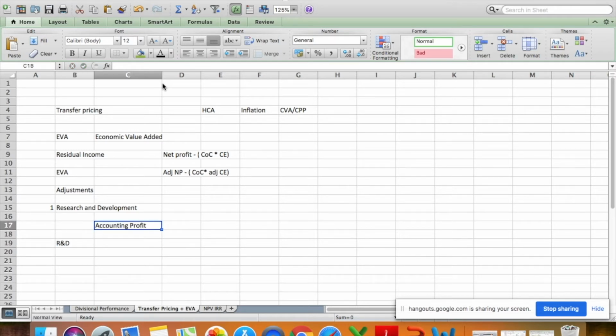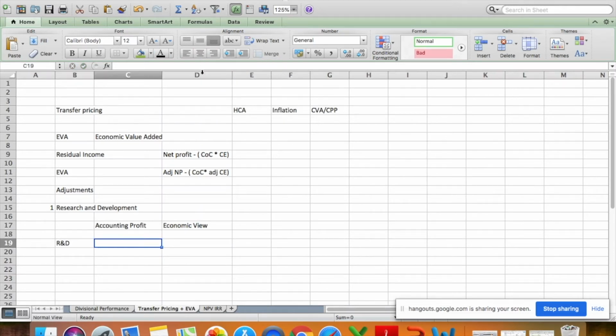So accounting profit in accounting terms, we're going to see the economic view. So now we're going to divide it into two views. In an accounting profit, in an accounting view, research and development is taken as an expense in the income statement, as I've written it down here.